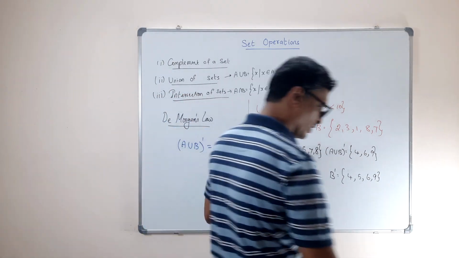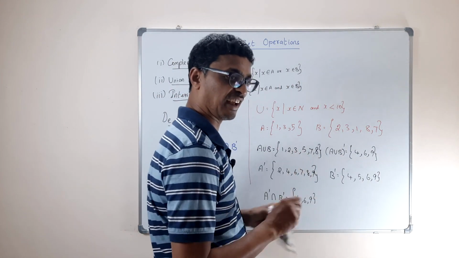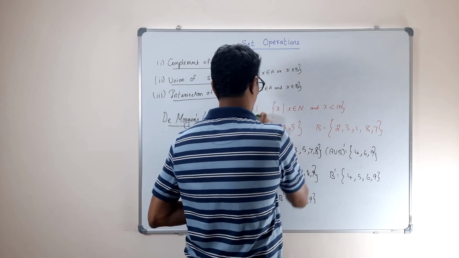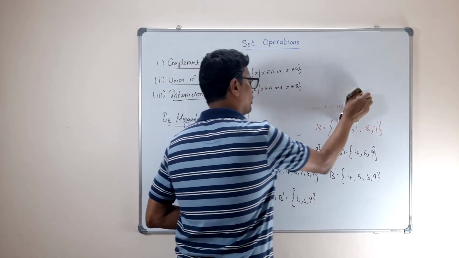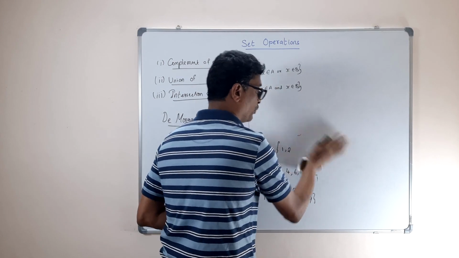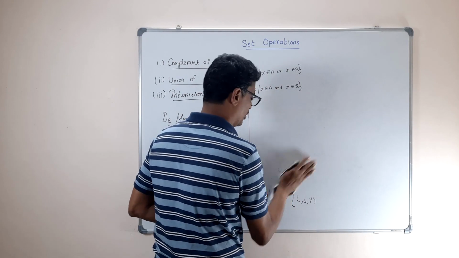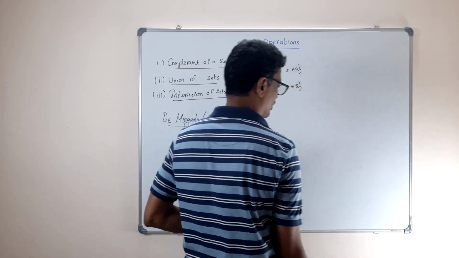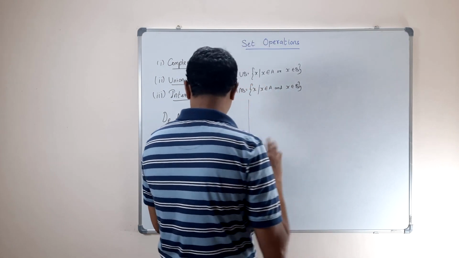You don't necessarily have to prove it only with sets. You can prove it in a Venn diagram also. If you want to prove it in a Venn diagram, you can. Because in the exam they may ask you to prove it using a Venn diagram, or to prove it using set builder form. Usually the Venn diagram is very easy.